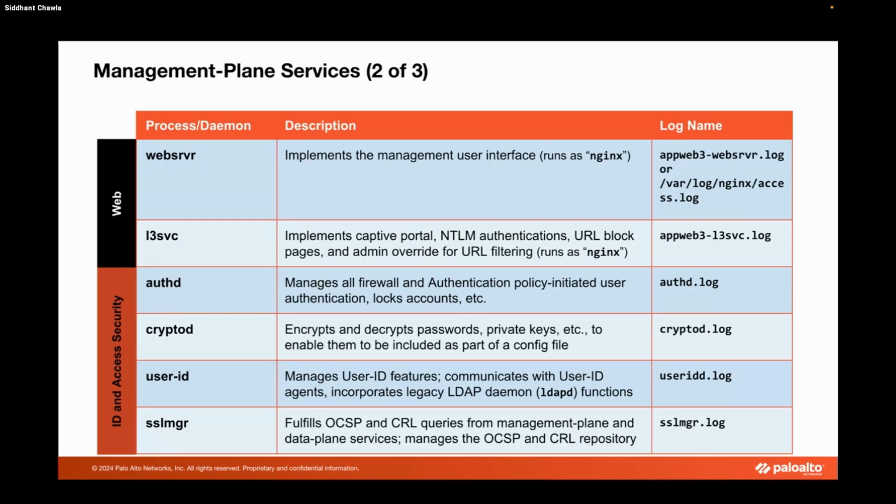Authd manages all firewall and authentication policy initiated user authentication, logs, accounts, etc. The log name is authd.log. Cryptod encrypts and decrypts passwords and private keys to enable them to be included as part of the config file. The log name is cryptod.log. When you generate your TSF, whatever passwords you have configured on your device, it's this service which encrypts those passwords before the file is extracted.